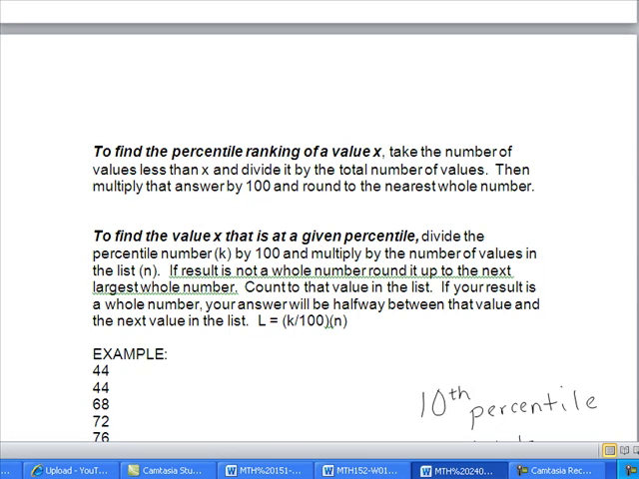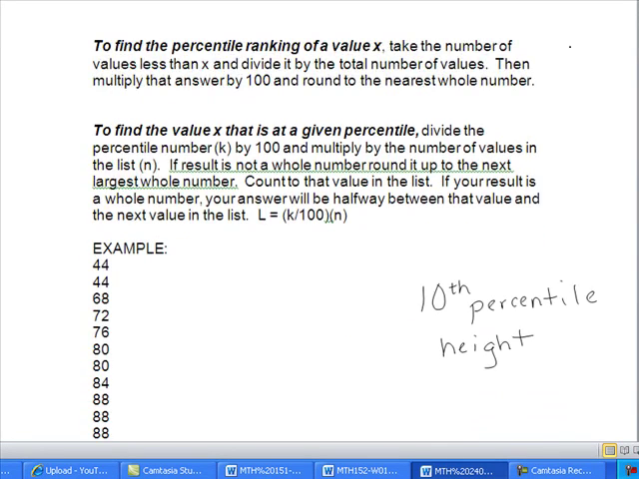We could use the capital P, like if it was at the third percentile, it would be capital P sub 3. If we're trying to find the value x that is at a given percentile, we divide the percentile number by 100 and multiply by the number of values in the list. If the result is not a whole number, round it up to the next largest whole number. Count to that value in the list, and that's going to be your percentile value right there. If your result is a whole number, your answer will be halfway between that value and the next value.